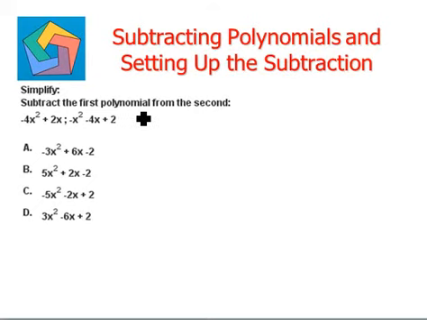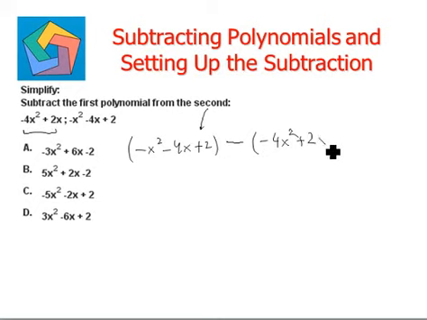Subtract the first polynomial from the second. So the subtraction sign in the middle, from the second. So the second polynomial will come here, that is negative x squared minus 4x plus 2 in parentheses, and minus the first, that is negative 4x squared plus 2x. So the first polynomial will appear as it is without any changes.